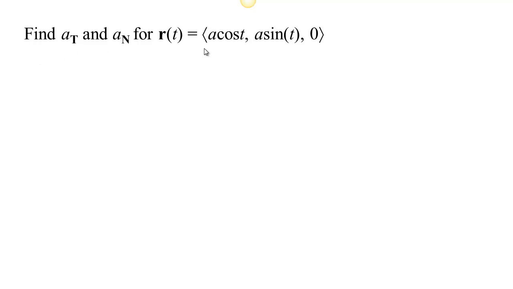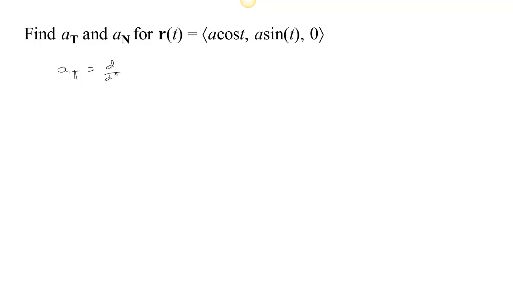Here we have the parameterization of a circle of radius a in the xy plane, with the z-coordinate set equal to 0. Of course, this is the parameterization of a plane circle. We want to find the tangential and normal components of acceleration.